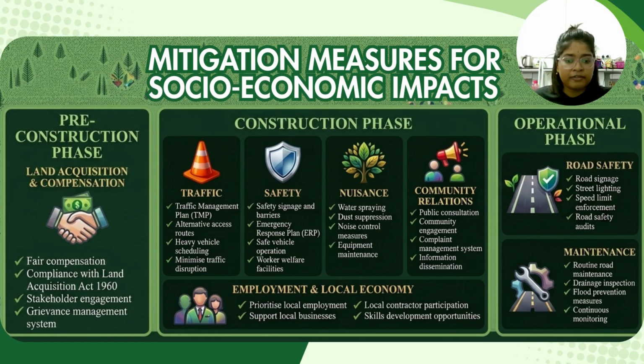Next is the operational phase. After the construction is completed, the project enters the operational phase. First is road safety. Road safety measures include proper road signage, adequate street lighting, speed limit enforcement, and regular road safety audits. These initiatives help to ensure safe travel conditions for all road users. Second is maintenance. Routine road maintenance is conducted to preserve the infrastructure quality. Drainage systems are inspected regularly to prevent floods, and continuous monitoring is carried out to identify and address potential issues promptly.